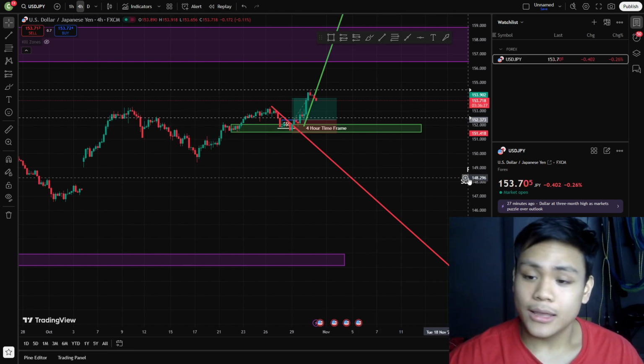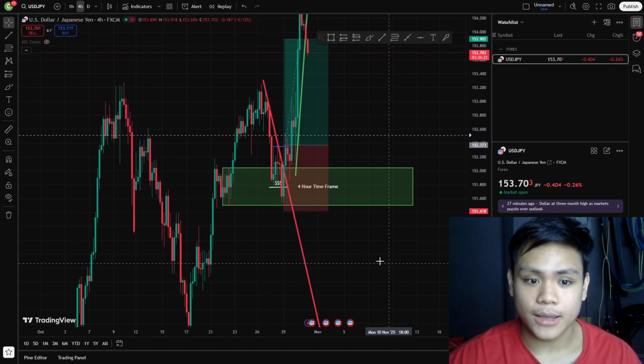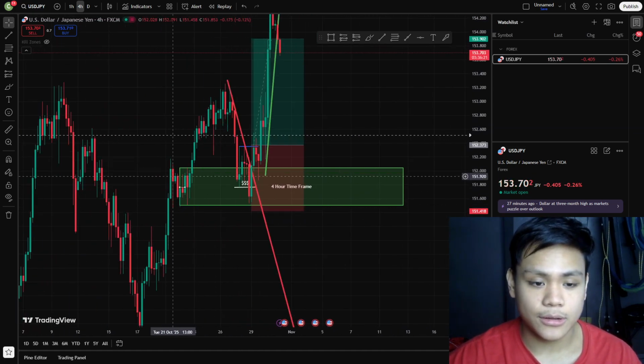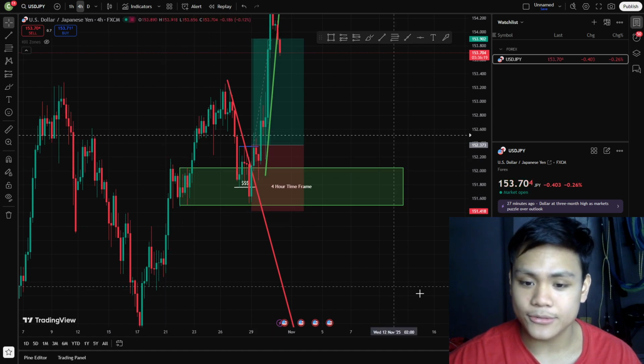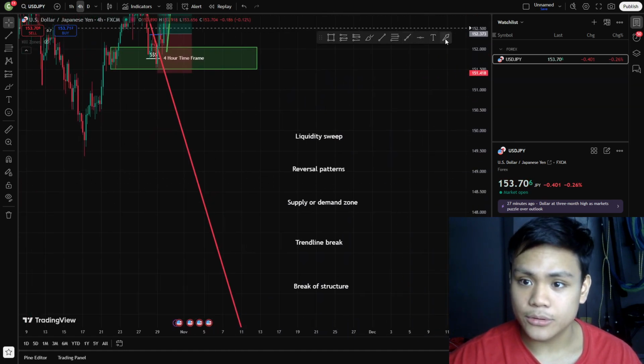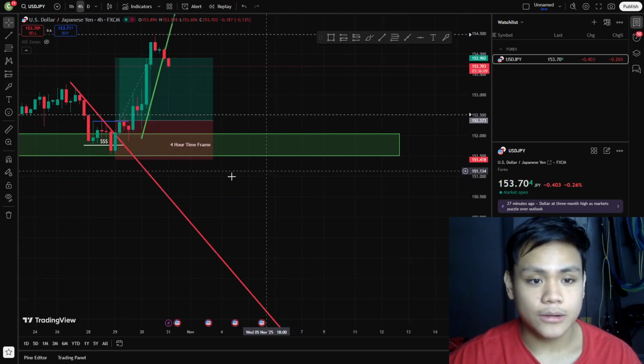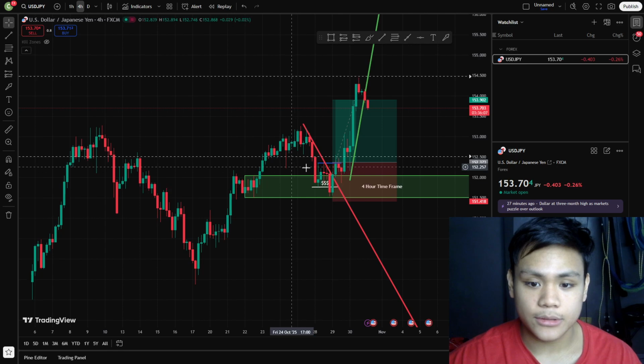Alignment is right over here, supply and demand. It touched our demand zone, so we can actually check that. So check, plus alignment. So we put our alignment.